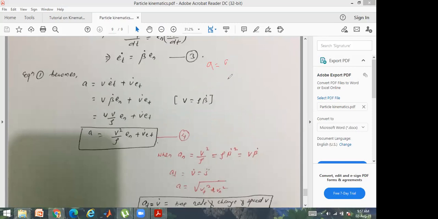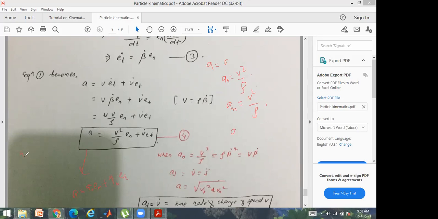what can you write? an will be equal to v square by r or v square by rho. So therefore normal acceleration an equals v square by r. Okay. And similarly, you have to understand how to write at. Acceleration a can be written as an en plus at et.